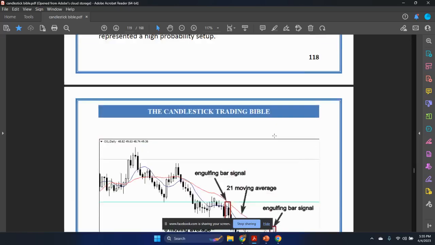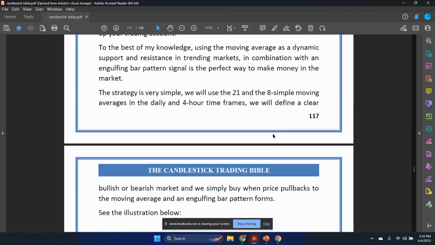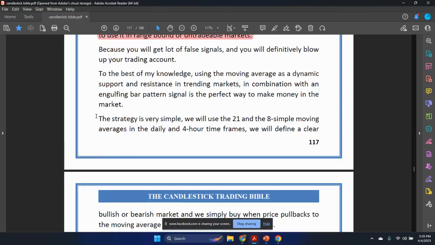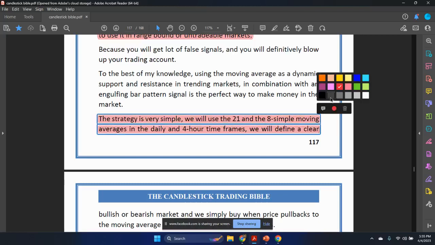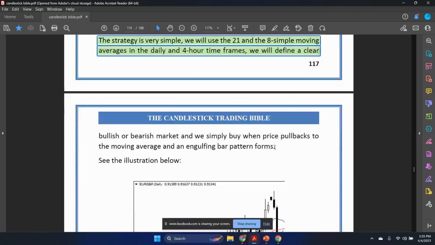So let's go into it. I am going to highlight this here. Let's make this a pretty green color so we can identify it.